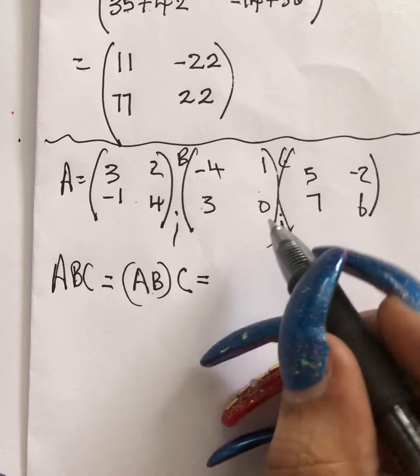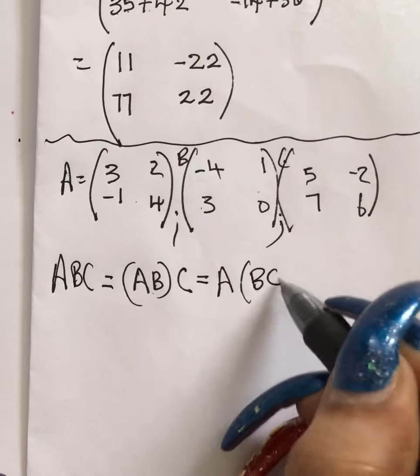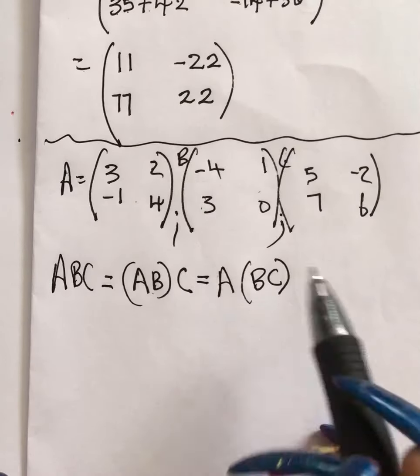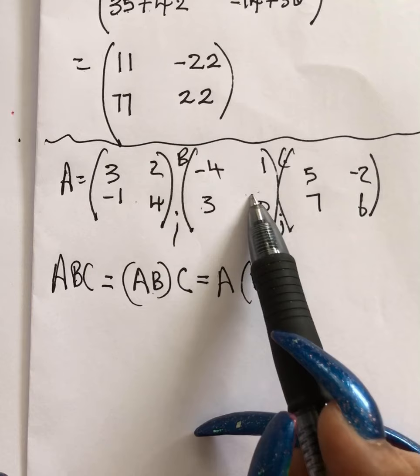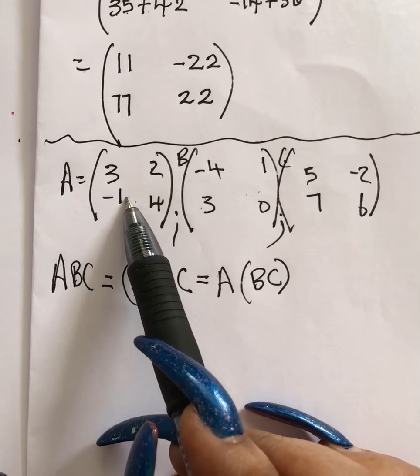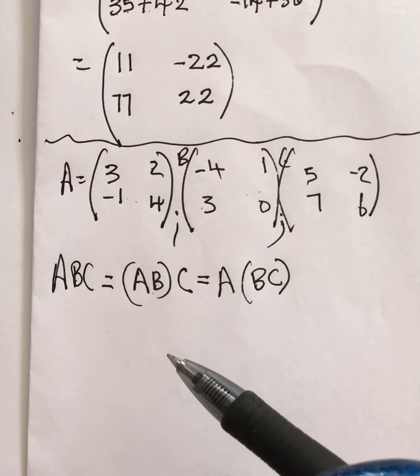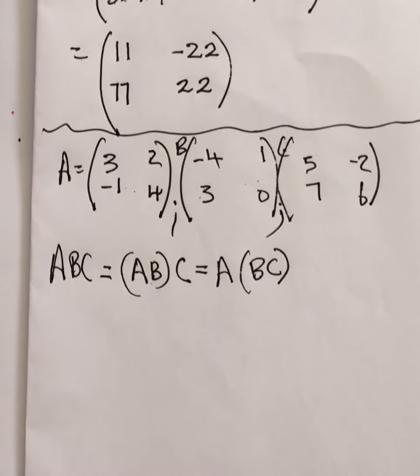Another is A times BC. This means we multiply the matrices B and C, and the answer we get, then we bring in A. We can also do the same with B. All right, so let us go right ahead.